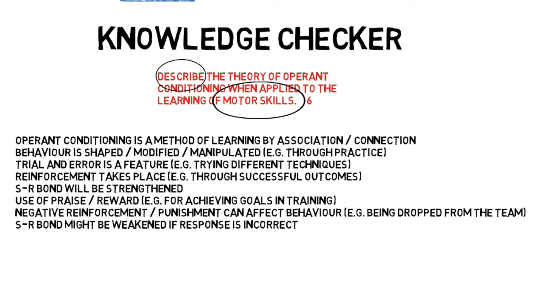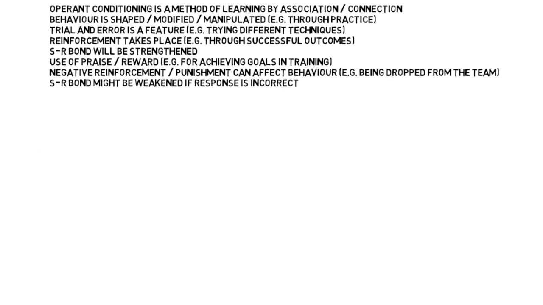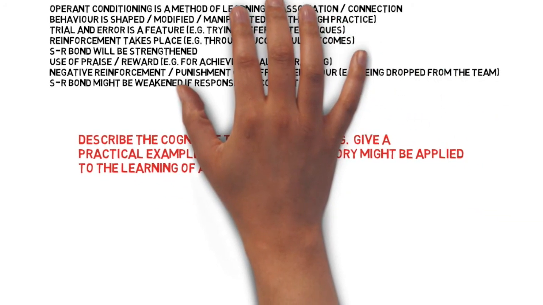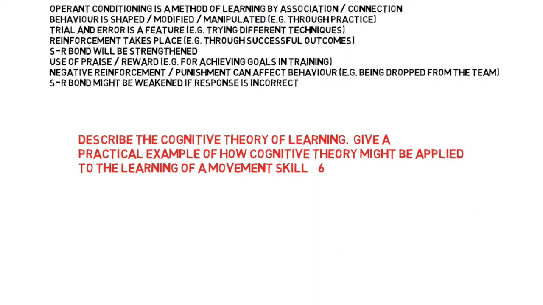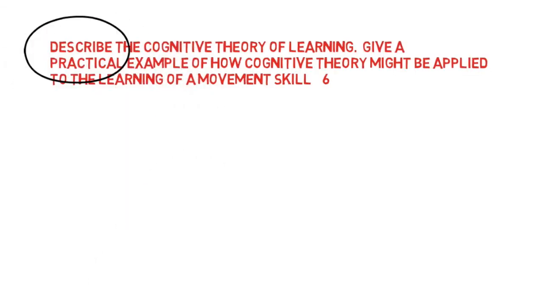But principally you can see that it describes what operant conditioning is first and foremost, and then it goes through each one of the elements that we've looked at in the previous sections of the screencast. It mentions the SR bond and how we were going to reinforce that. Okay, so the next one then, do exactly the same with this. Identify what the command word is. It's obviously about the cognitive theory of learning, but we must describe it. It says give a practical example, fine, so we can add that into our answer, but it must be about the movement skill.